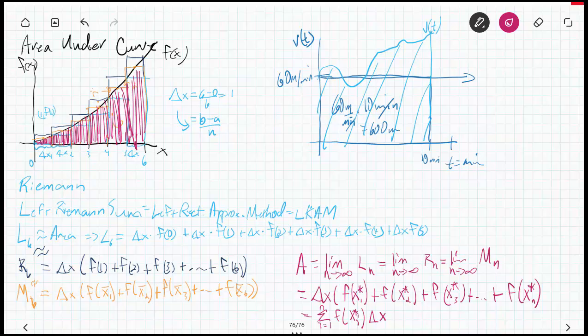If I let i be 1, I get f of x star sub 1. If I let i be 2, I get f of x star sub 2. If I let i be 3, f of x star sub 3, etc. And I get exactly the same thing. What should I do with all those values? Add them up, and I'm golden.